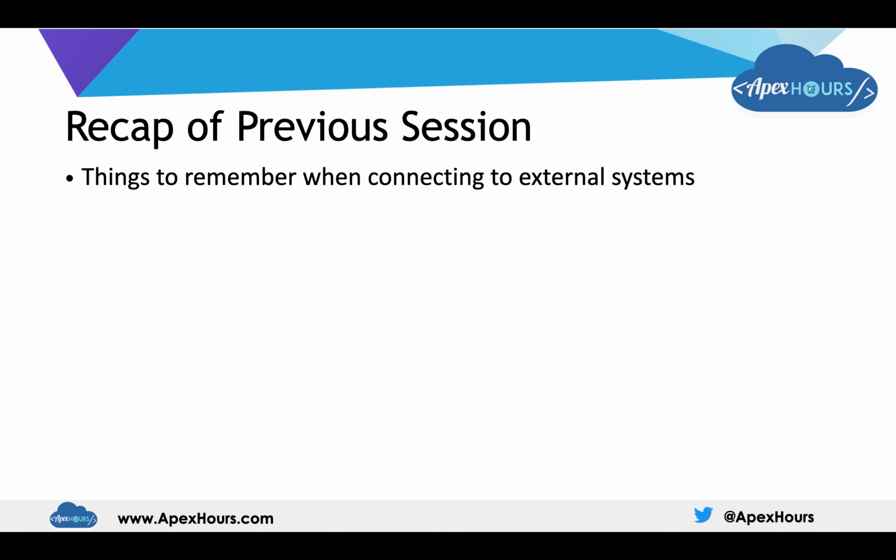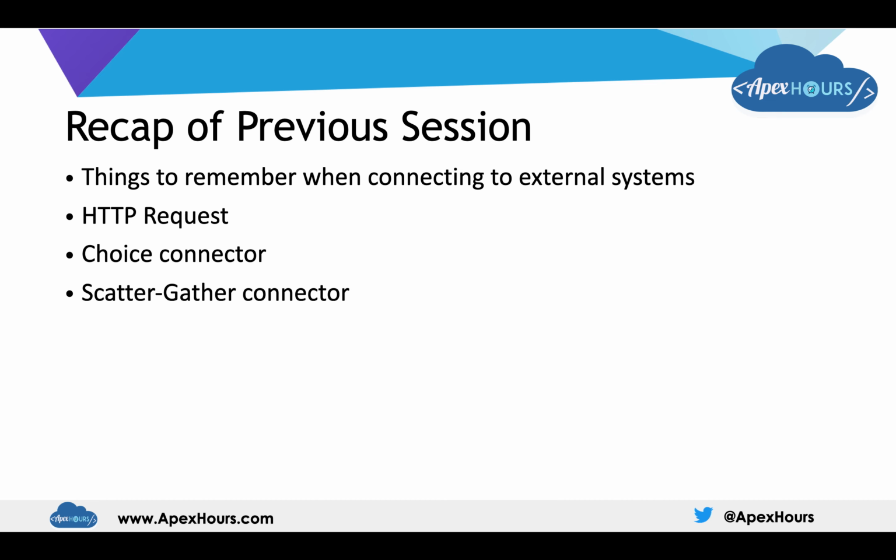So we have discussed things to remember when connecting to external systems. I will keep on adding this slide in every session of development of APIs whenever we are connecting to external systems, because those are the things that are really important to remember. Next, we have seen the HTTP requester and how we can use it. We took the example of the weather API and we saw the choice connector and scatter-gather connector, right? So guys, as I always insist, please do hands-on if you want to learn. Practice is the only mantra that you can use, all right?